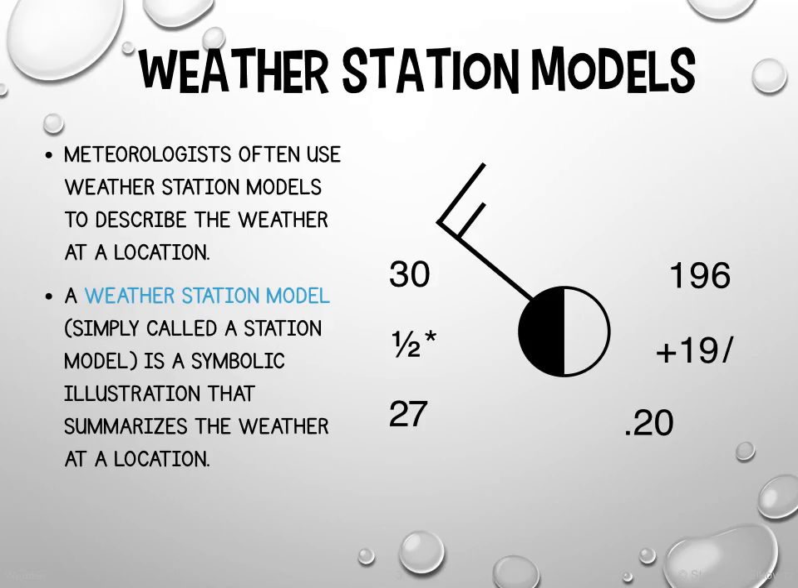So what are weather station models? Well, we learned about what meteorologists are, and they are scientists that study the weather. Those meteorologists use something called a weather station model, or from here on out, station models, as a way to symbolize what the weather is currently or what it will be, based on all those other factors we talked about: barometric pressure, humidity, temperature, wind, and precipitation.